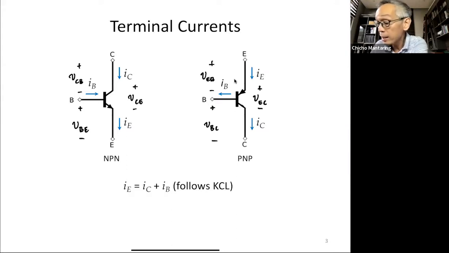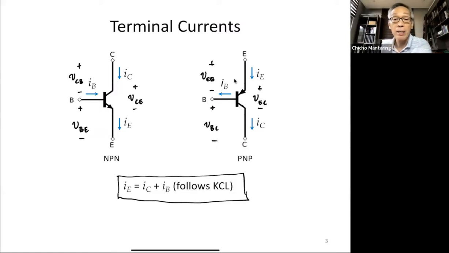In both cases, IE will be equal to IC plus IB. In the case of the NPN, IE is leaving, IC and IB are entering. In the case of the PNP, IE is entering, and IC and IB are leaving. So this relationship will always be true: IE is equal to IC plus IB.